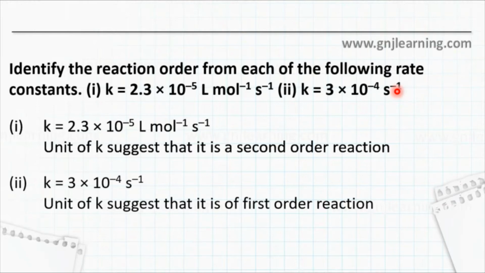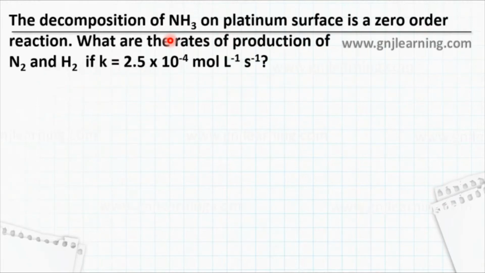Now next another question. The decomposition of ammonia on platinum surface is a zero order reaction. So this example, the reaction given in this question is very important because we will learn it again as an example of zero order reaction: decomposition of ammonia on a platinum surface. One more addition, that is on a platinum surface at high temperature and high pressure. So if you add that, it will be perfect.